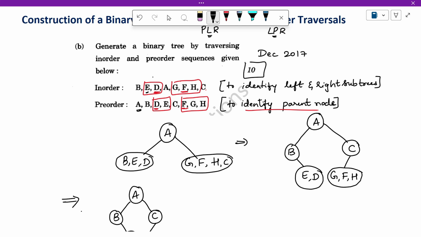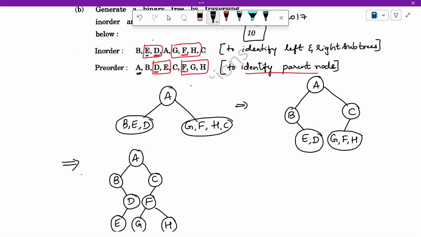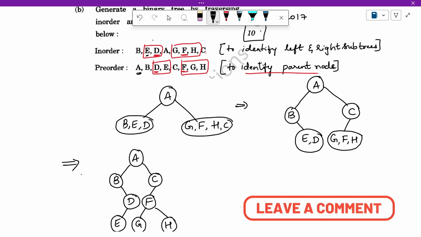Again, this is asked for 10 marks. Easy to score. Just write a little bit of sentences here. The first element in pre-order is A, therefore that is the root node. And then in in-order, we mark A and identify the left and right subtrees of A. So just write one-line sentences before each and every diagram as to how you identify the parent node in order to make sure that you get the complete 10 marks.